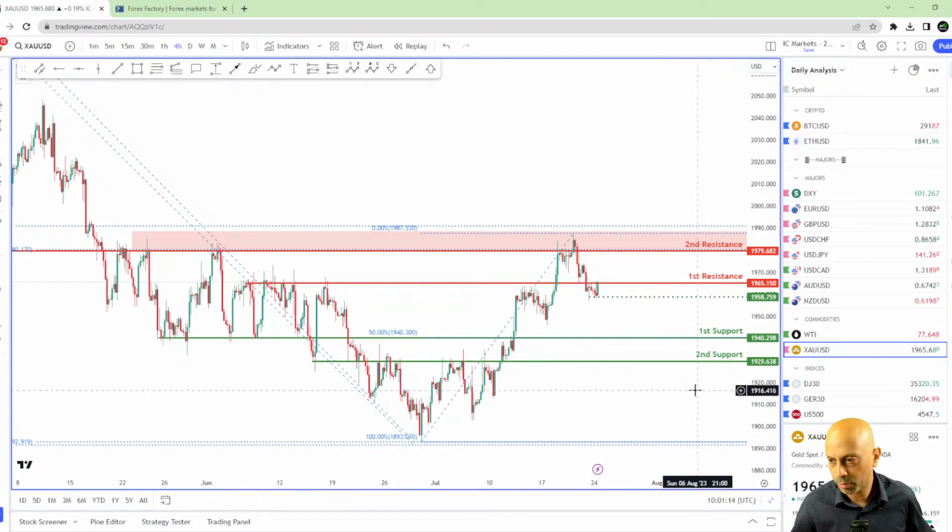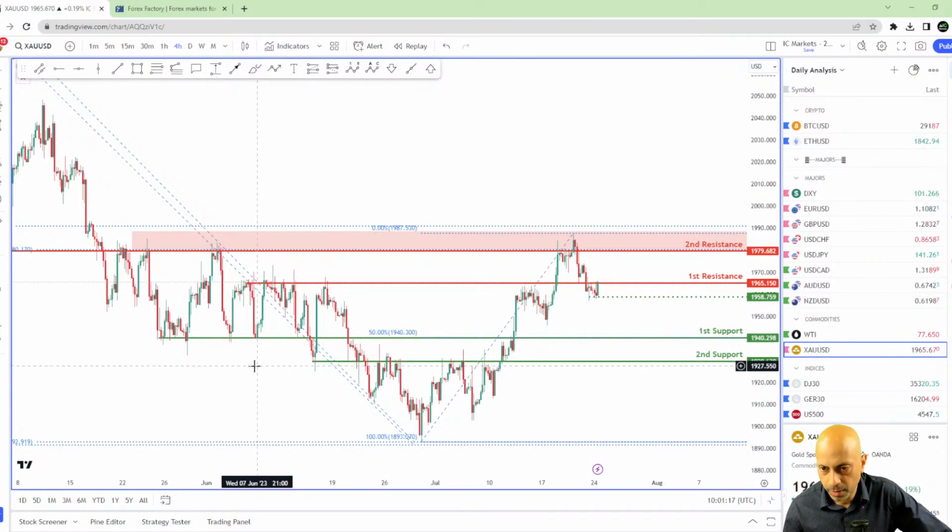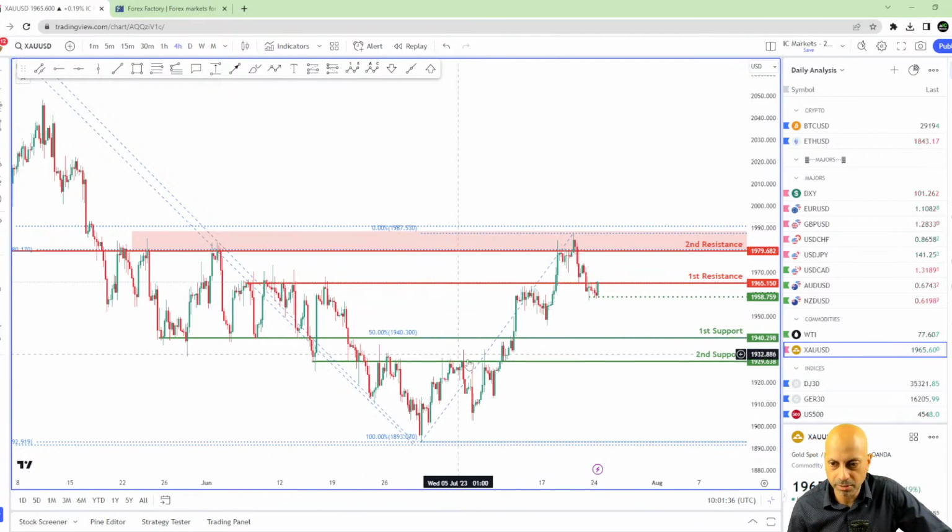So 1929.64 is a nice overlap level where we can see price bouncing off this level on 15th of June, then again on 20th of June, and obviously before breaking through it and then finding resistance on 23rd of June, and then also running into some resistance here on 27th of June. So there are multiple instances where price has reacted on this level as a support or resistance. So for the 4-hour time frame, 1929.64 is our second support level.